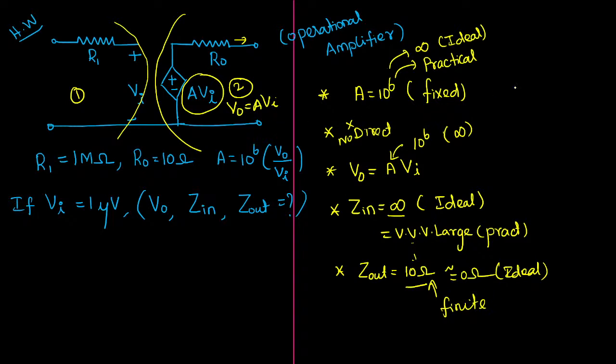That's all. So these are some of the basic fundamental characteristics of the operational amplifier. Just do remember these things. When we are solving problems in analog electronics, it will be helpful for you.